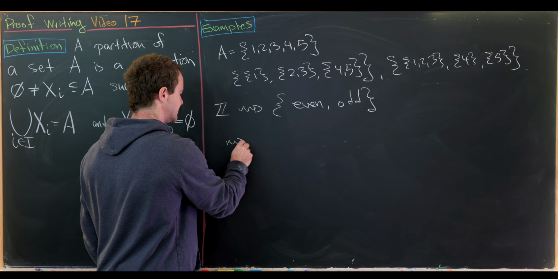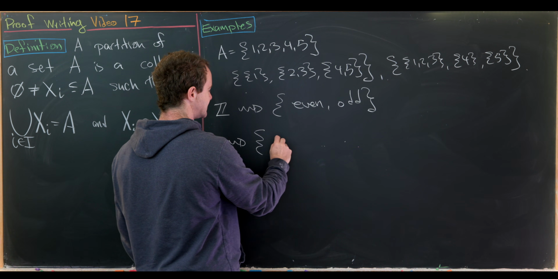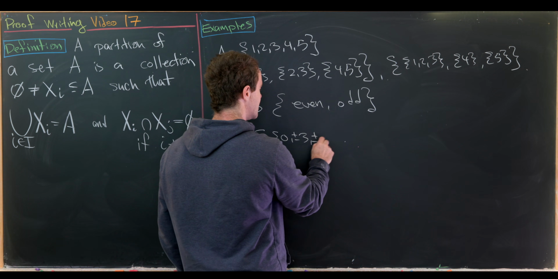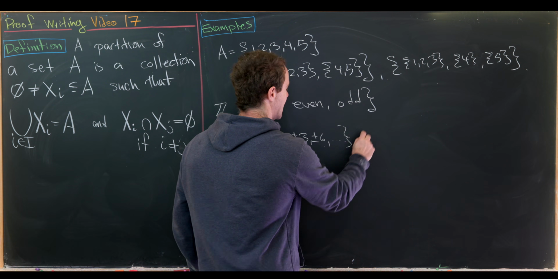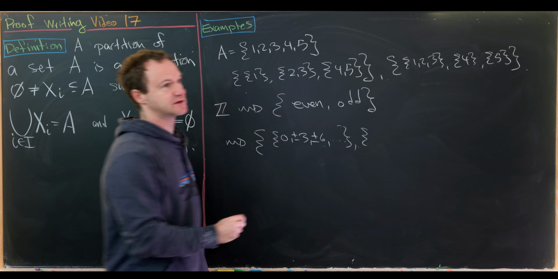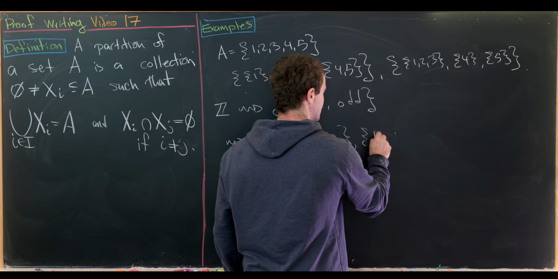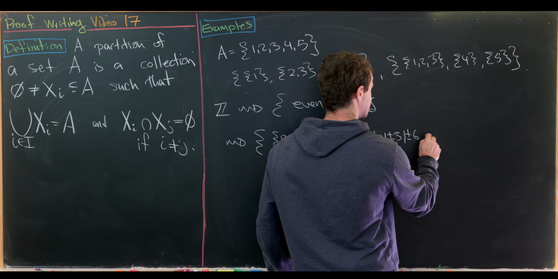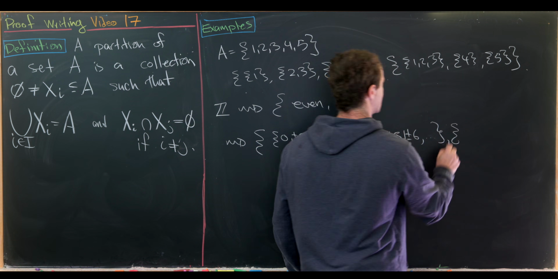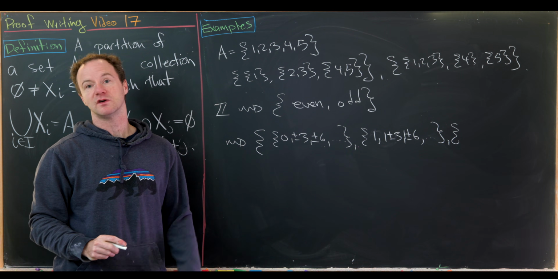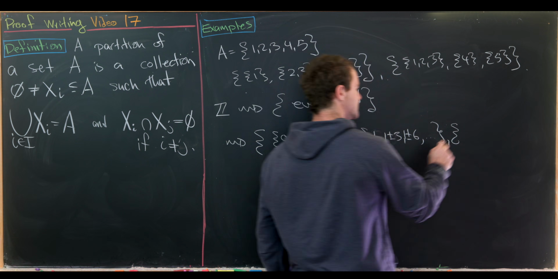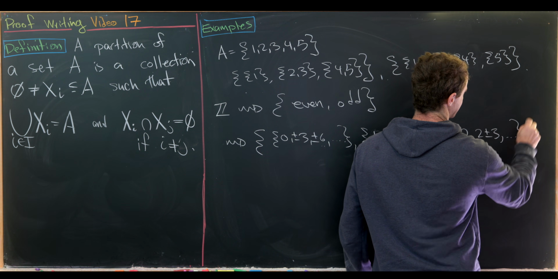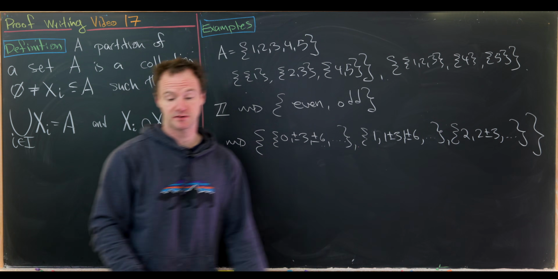You could also partition them into the set of all multiples of 3, so that would be 0, plus or minus 3, plus or minus 6. And then the set of all multiples of 3 plus 1, so that would be 1, and then 1 plus or minus 3, and then 1 plus or minus 6, and so forth. And then the set of all multiples of 3 plus 2, so that would be 2, and then 2 plus or minus 3, and so on and so forth. So that would be an appropriate partition.